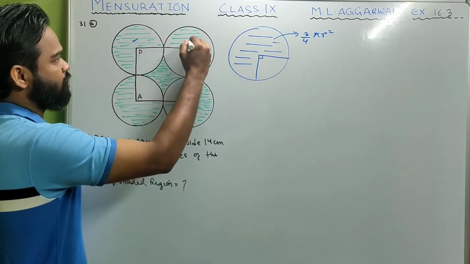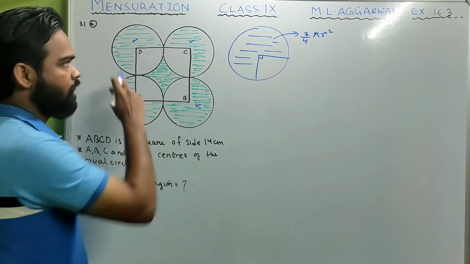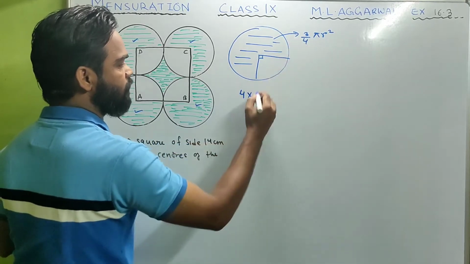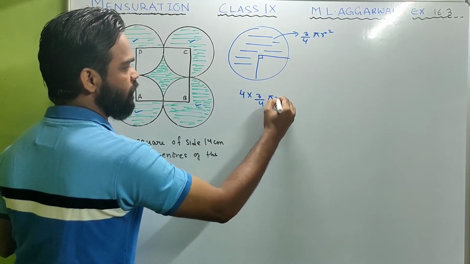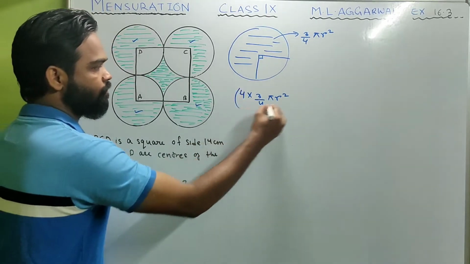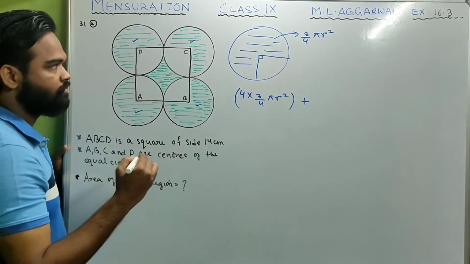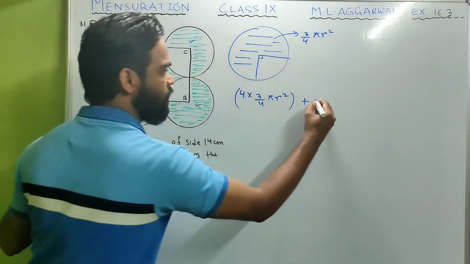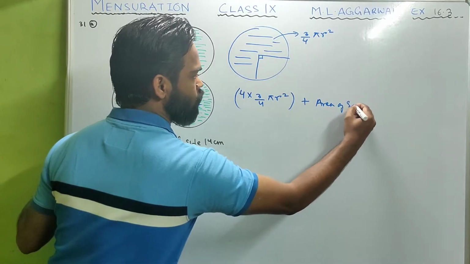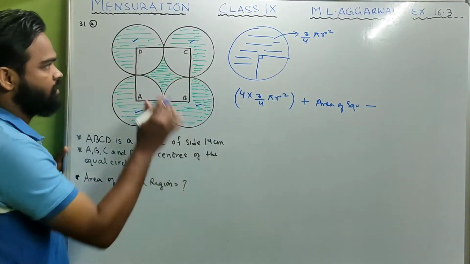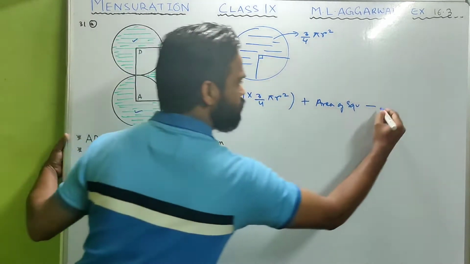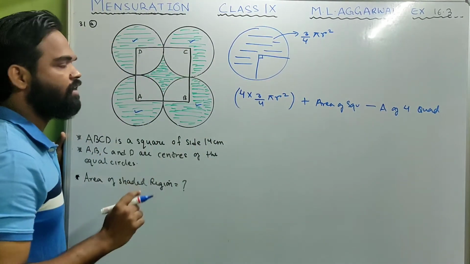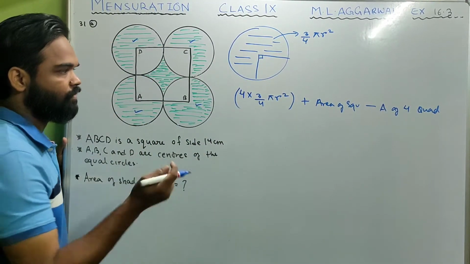Which means this part, this and this. Area of these 4 parts will be 4 multiplied by 3/4 the area of a circle, isn't it? Plus I'll add the area of the square, minus area of 4 quadrants, that will give me the area of the shaded region. Look carefully. I just solve it.